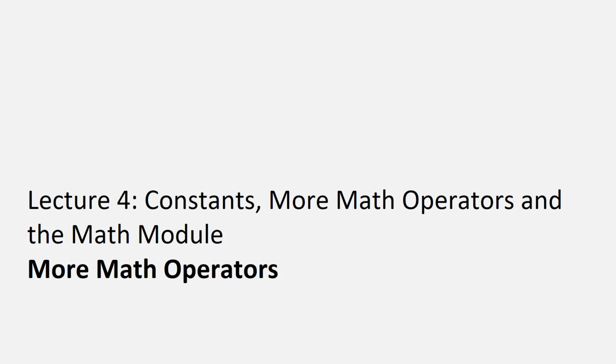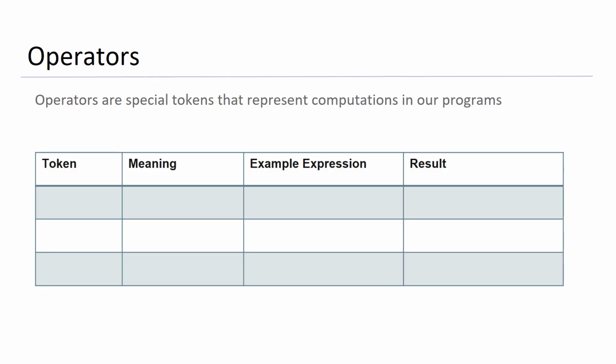In the previous lecture, we have studied 7 basic math operators as well as the assignment operator used for assigning values to variables. In this video, we look at more math operators that are available in Python. Operators are special kinds of tokens that represent computations in our programs.